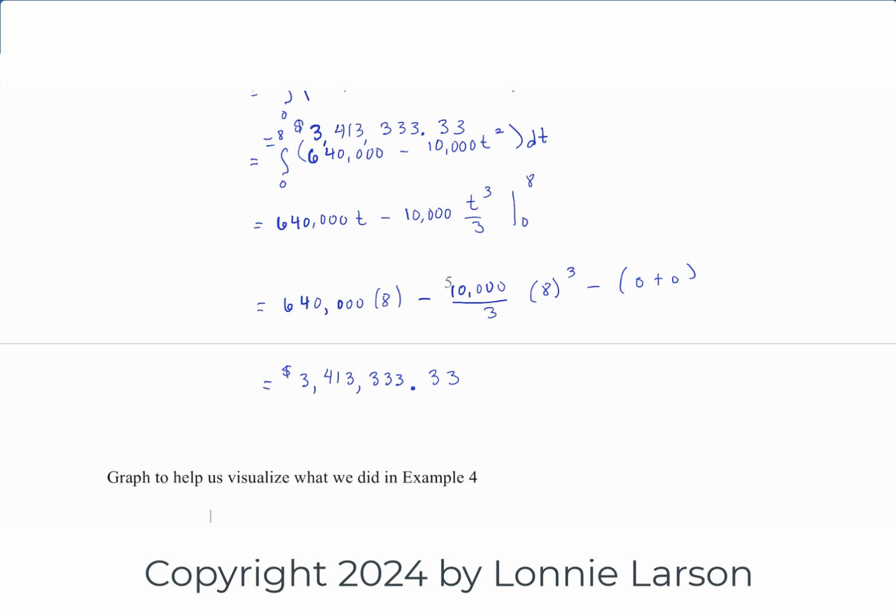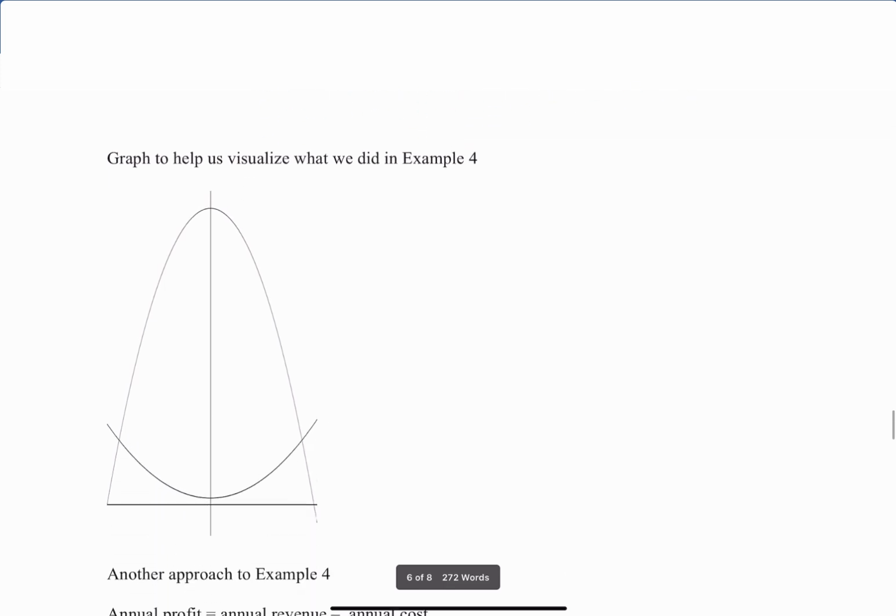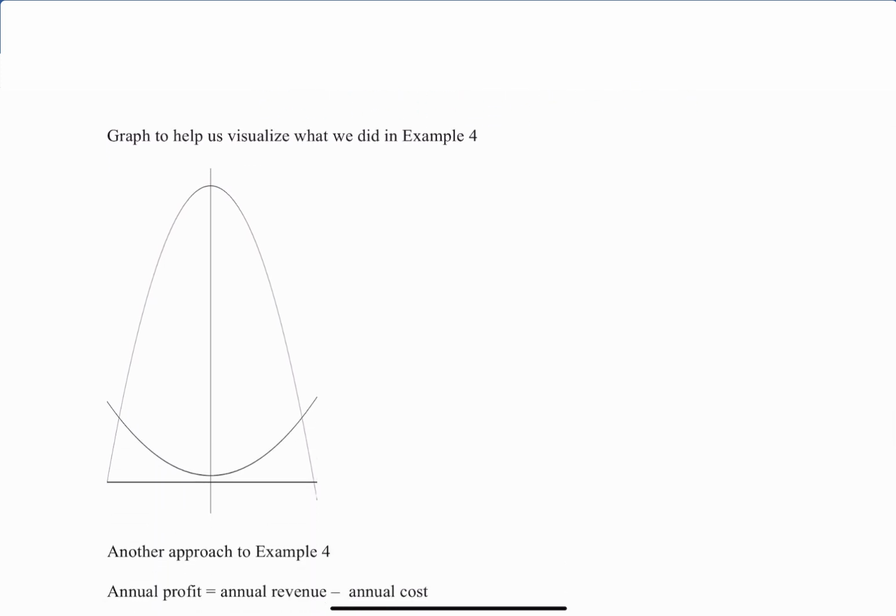Here's a better graph to help us visualize what we just did in this example. We were given an annual revenue function, R of t. T is in years. That's on the horizontal axis. The vertical axis represents dollars. I'm just going to call that dollars like that.